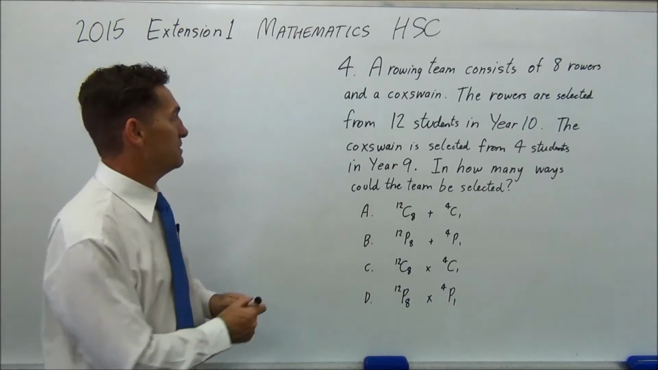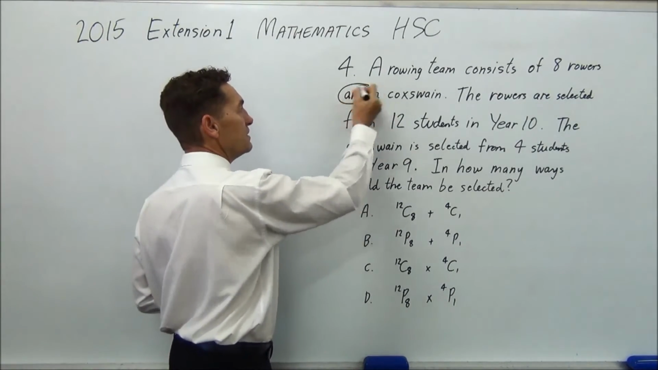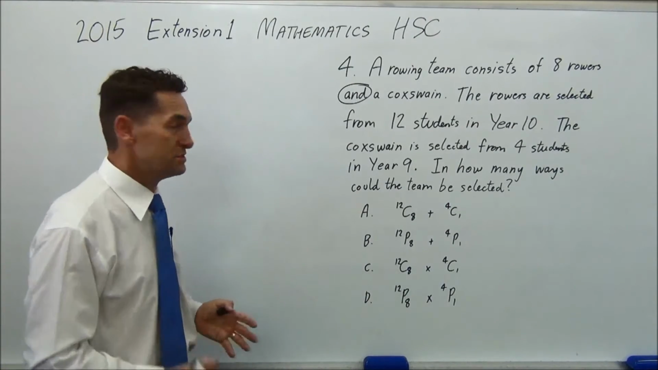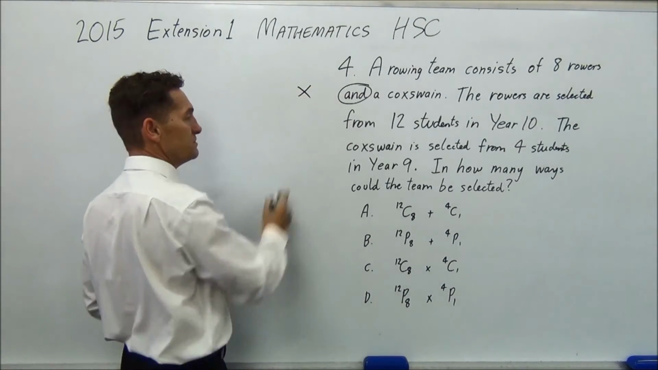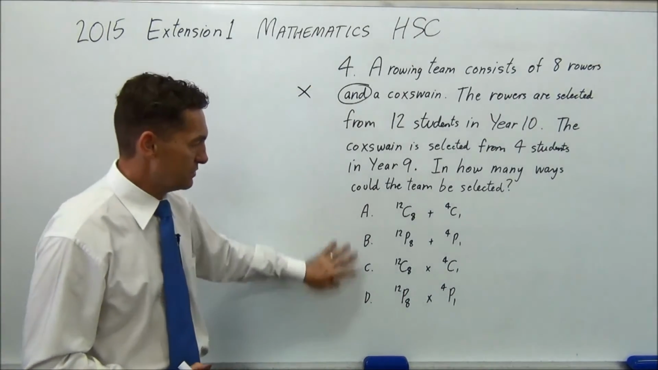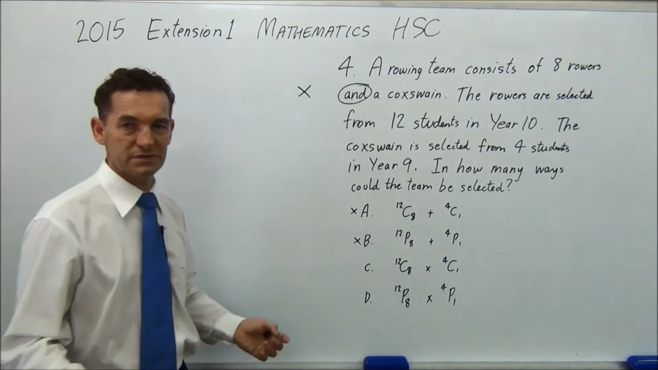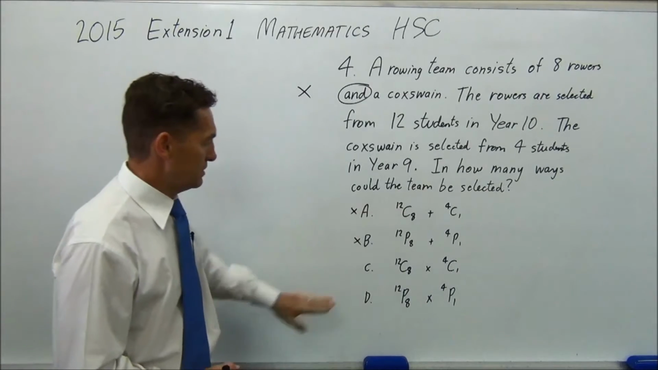First key to look at is that word there, and. What does and mean in any sort of probability or calculation? And is multiply. So immediately when you look at the answers, these two are wrong because they've got a plus in them. You want to multiply.